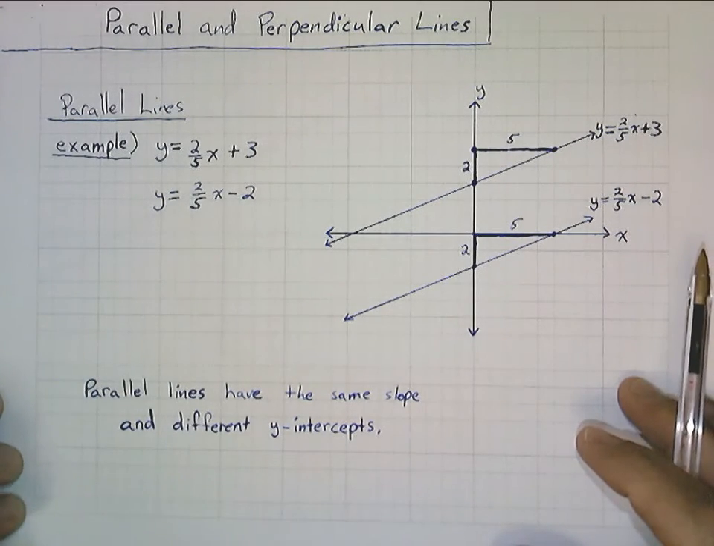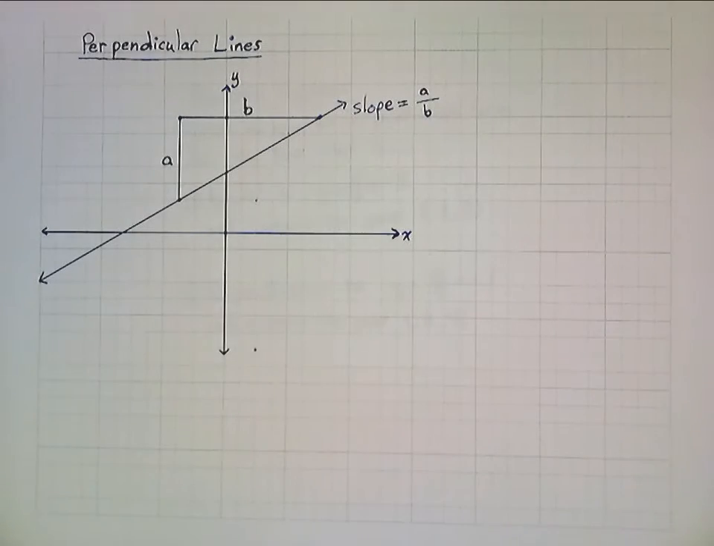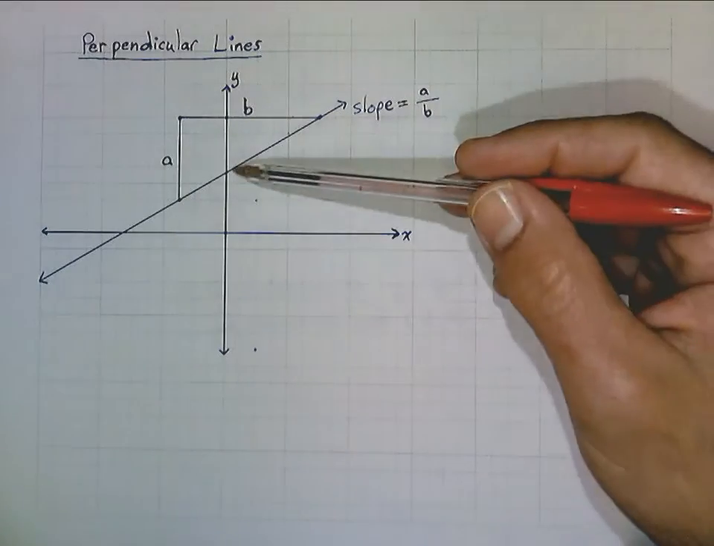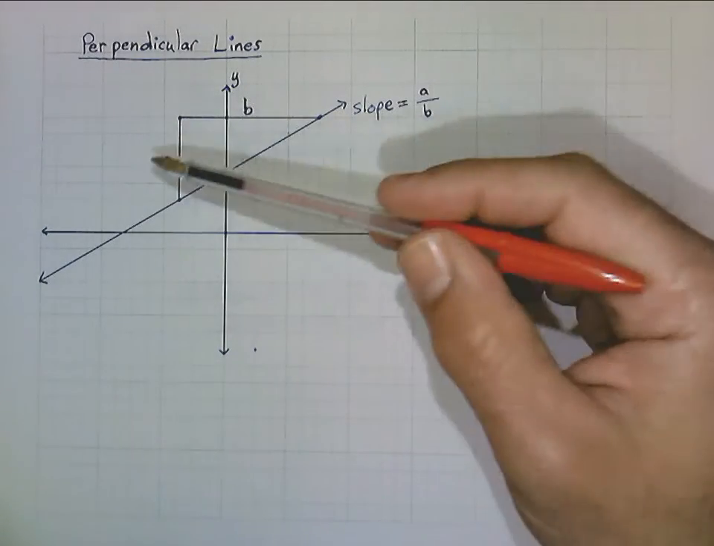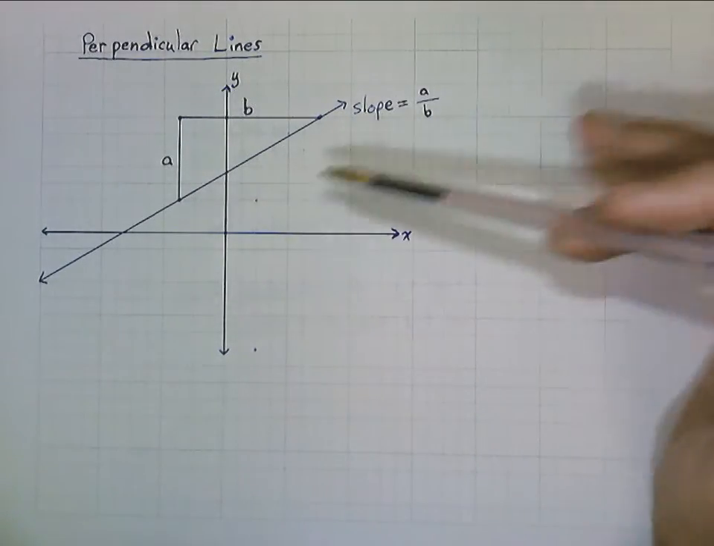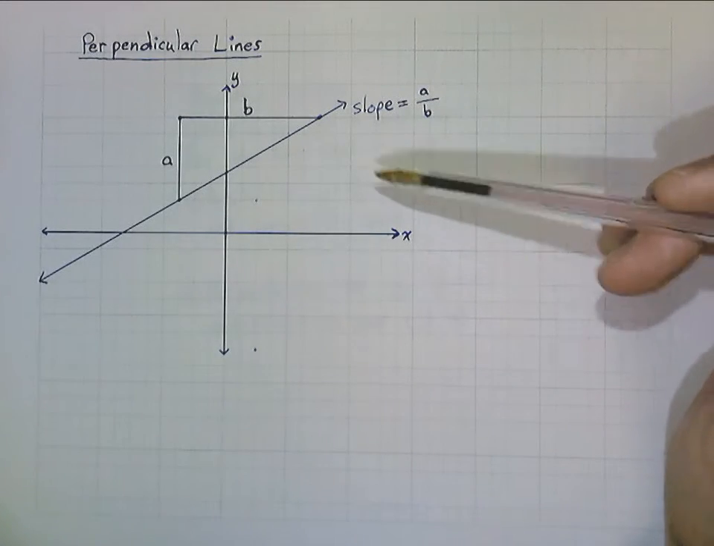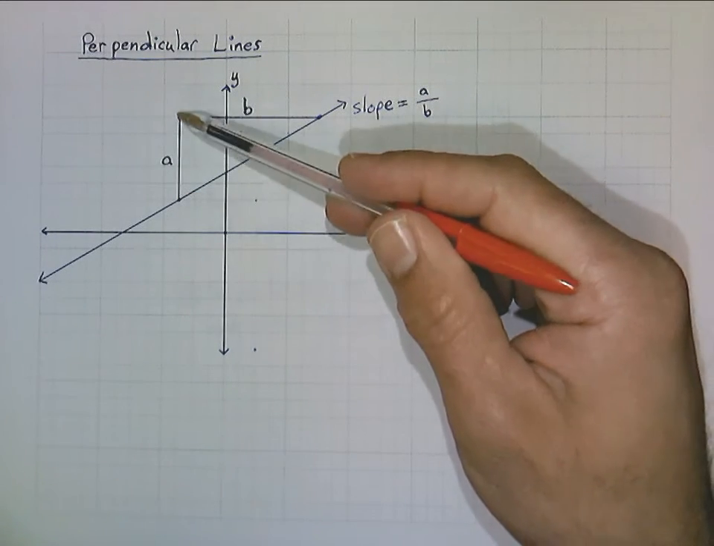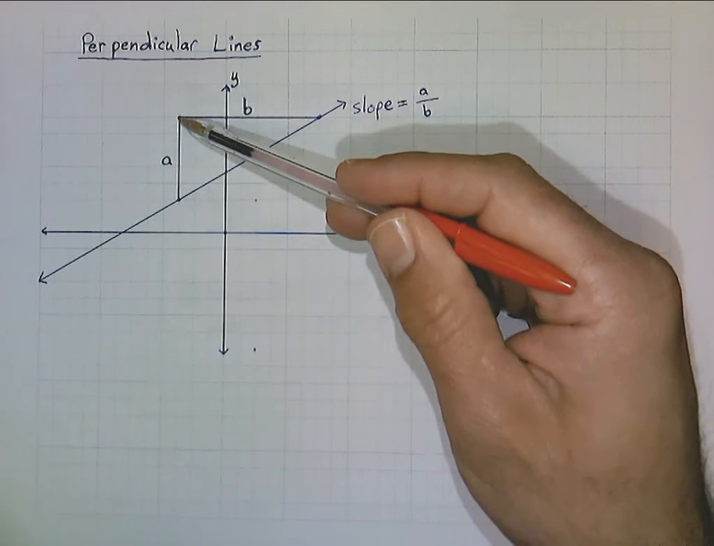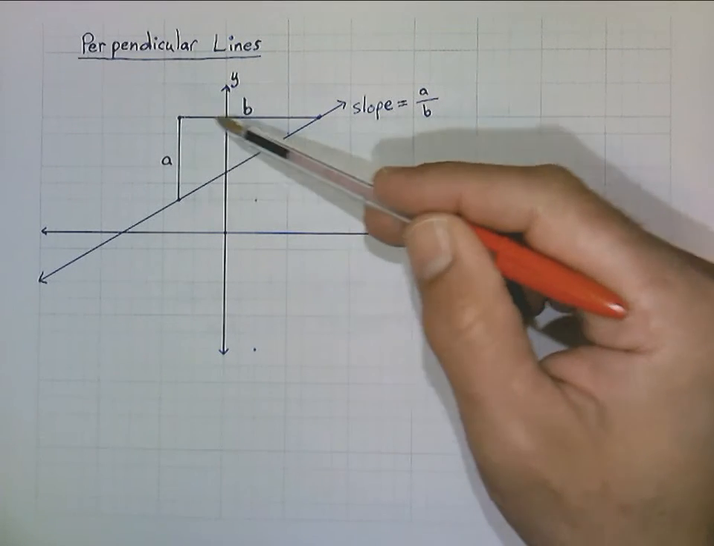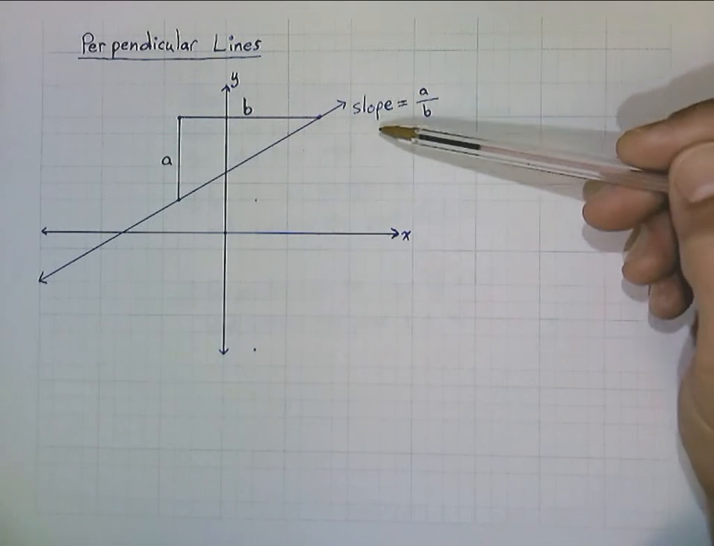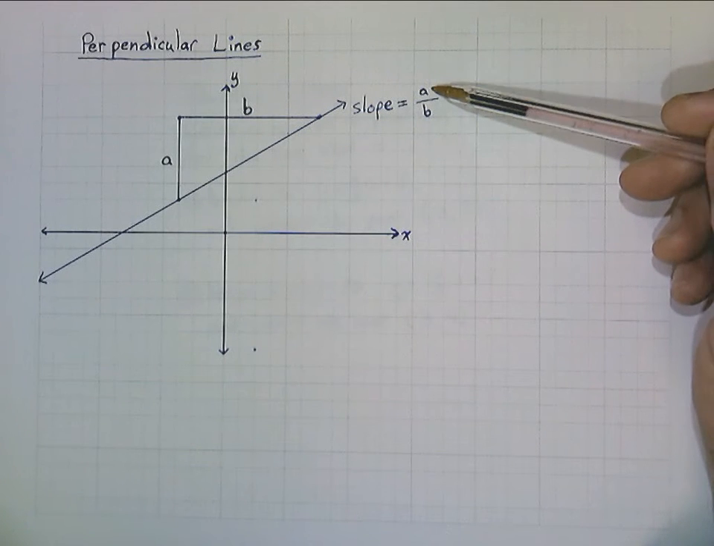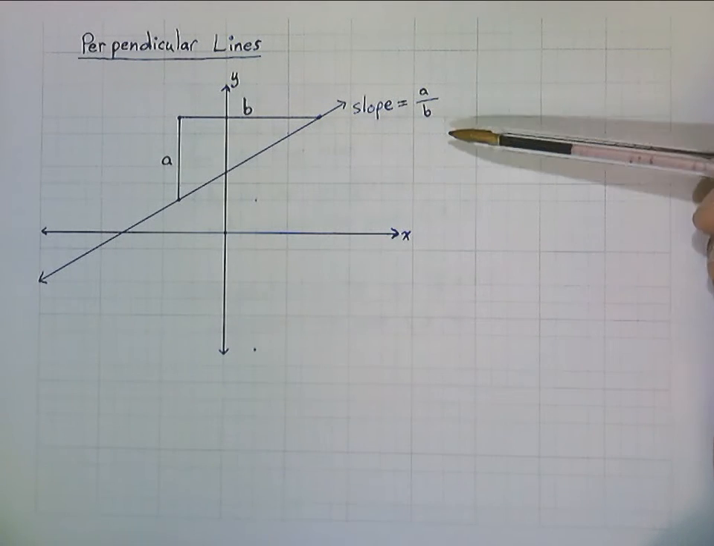Now for perpendicular lines, let's look at an arbitrary line here. I don't know what the y-intercept is, I don't care. We could count off the rise and the run. I'm kind of putting these in arbitrarily for a reason. Here we see that with the slope triangle, we have a rise of A and a run of B. So the slope of this line is going to be the rise A over the run B.